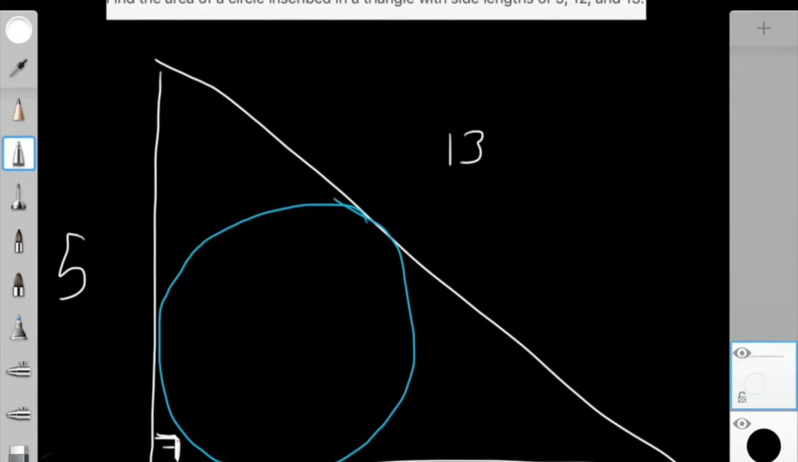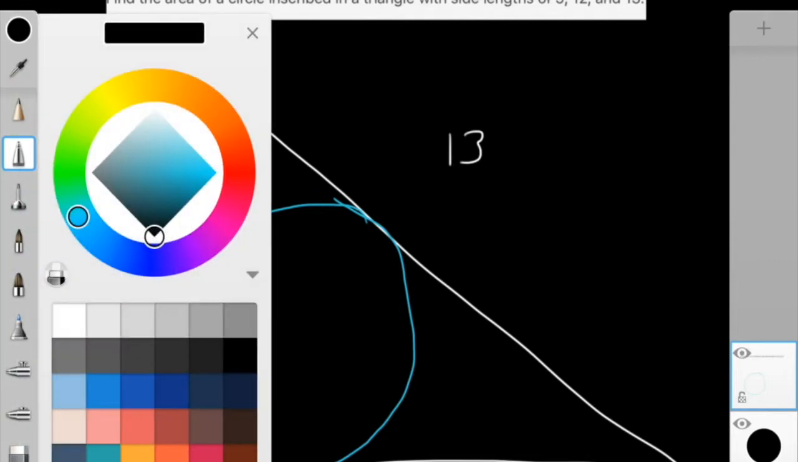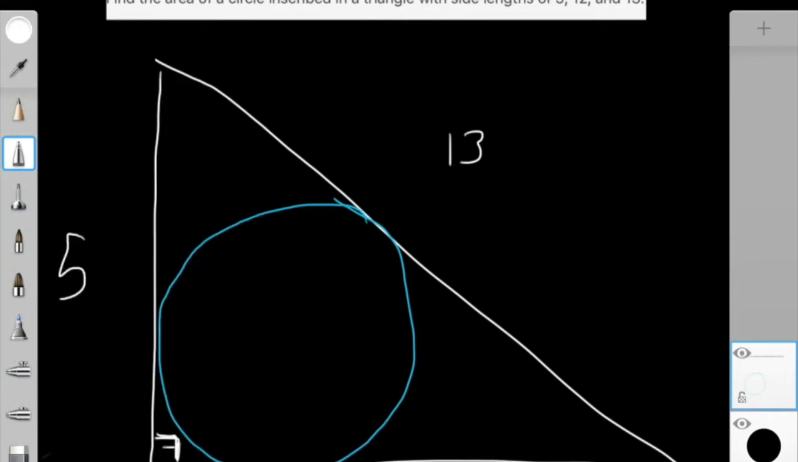Okay, now we want to find the area of the circle. And to find the area, we have to find the radius, right? Because pi r squared. So let's go ahead and draw in the radius to the center, and this radius down here, and we'll draw one out here to the points where the inscribed circle meets the triangle.